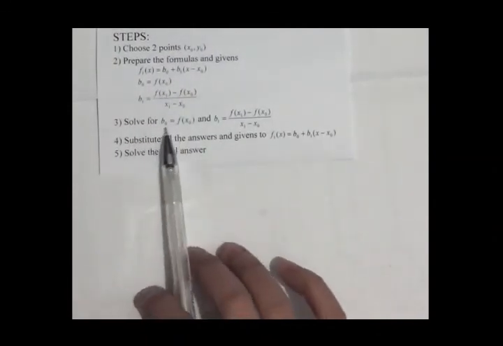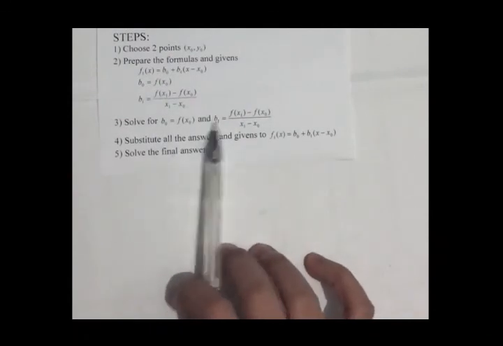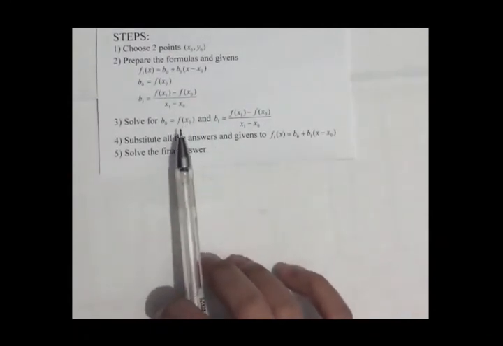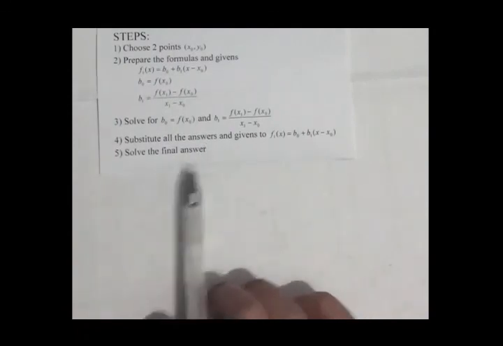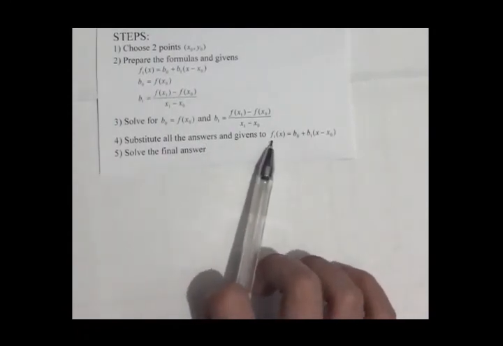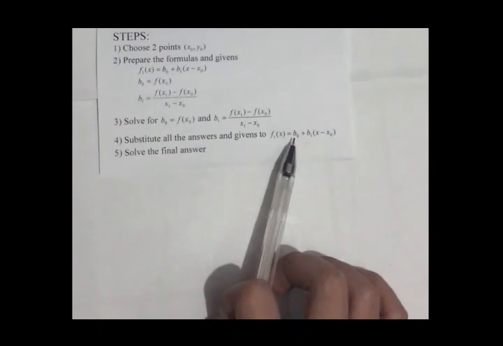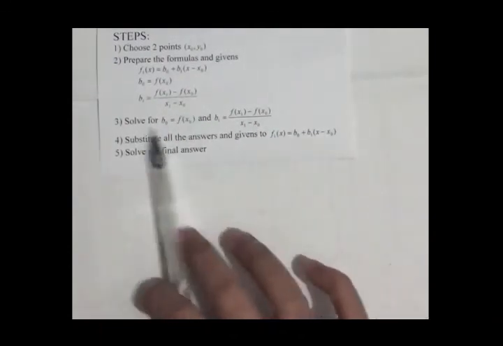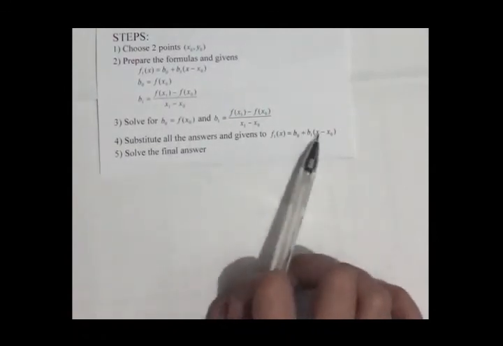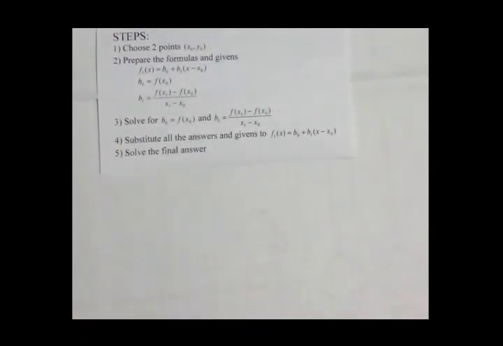Third, solve for the b sub 0 and b sub 1, of course, kapag hindi given. Depende pa din sa problem. Pero ito yung talagang step. Number 4 is substitute all the answers and givens to f sub 1 of x equals b sub 0 plus b sub 1 times x minus x sub 0. Ikukunin mo na lahat ng kuha mo answer mo dito, substitute mo na lang dito. Then solve for the final answer. Ayun, so para mas maintindihan natin, mag-examples na tayo, and see you.